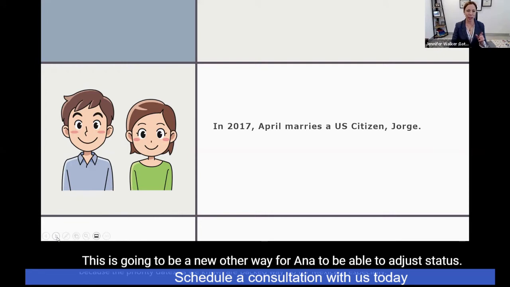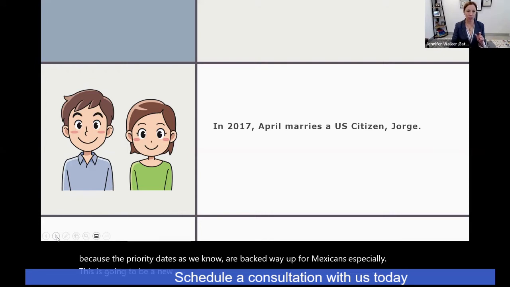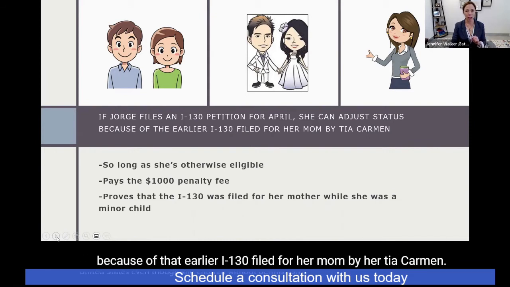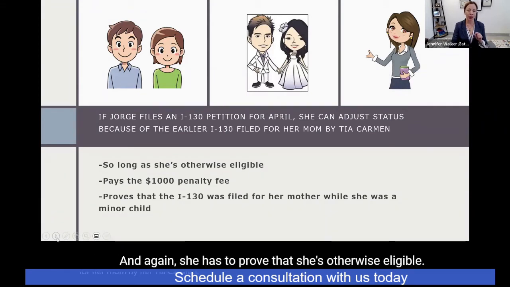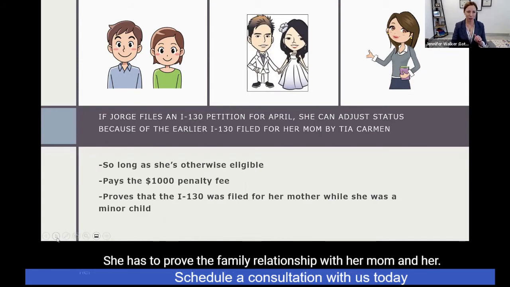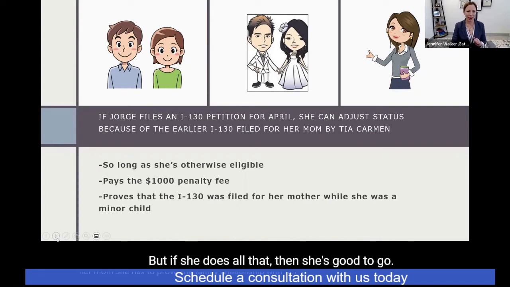This is going to be a new other way for Ana to be able to adjust status, okay? If Jorge files a petition for Ana, an I-130 petition for his wife, then she can adjust status in the United States, even though she entered without permission, because of that earlier I-130 filed for her mom by her tia, Carmen. And again, she has to prove that she's otherwise eligible. She has to pay that $1,000 penalty fee. She has to prove that she was under 21 and unmarried when that I-130 was filed for her mom. She has to prove the family relationship with her mom and her tia. But if she does all that, then she's good to go, okay?